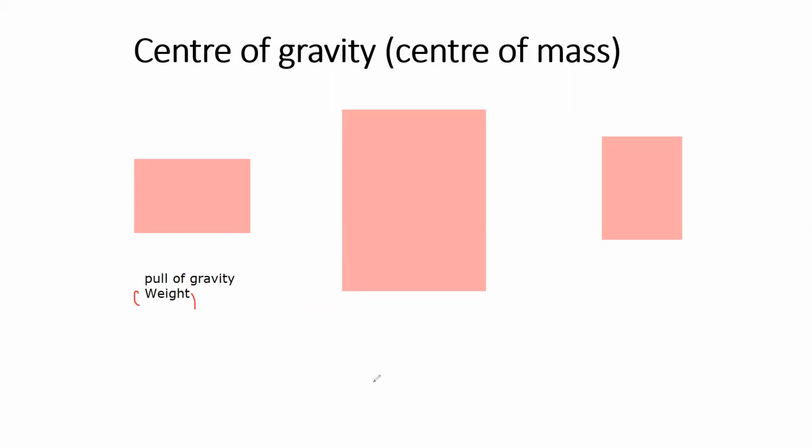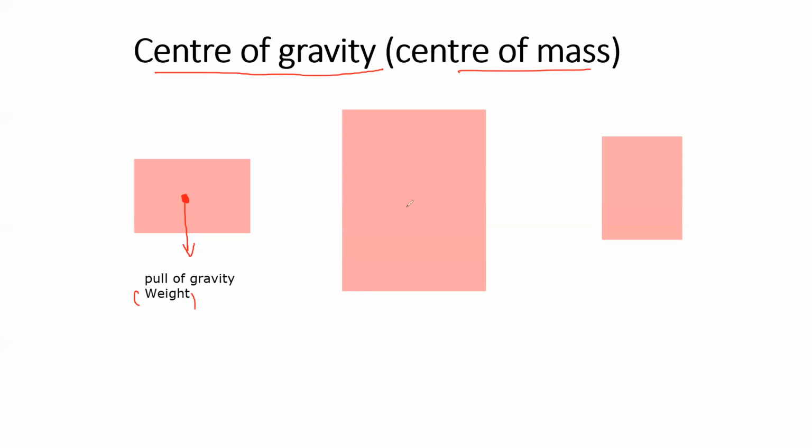So there is a point where the earth is pulling the object. The position where earth is pulling the object, that point is known as center of gravity or center of mass. And the center of gravity and center of mass, it's not necessary that it will always be in the center. It depends on the distribution of the mass.